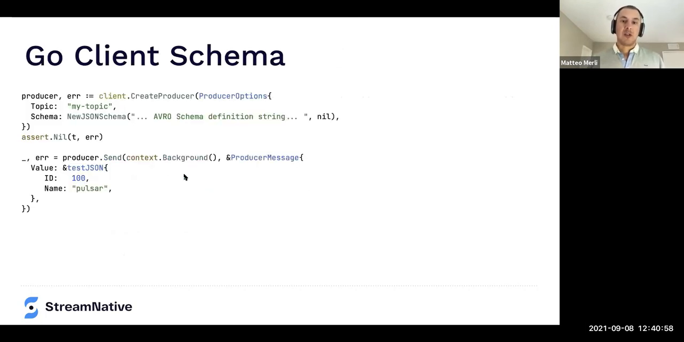And last but not least, Go. In Go, you can declare the schema in a similar way. We don't do the extraction here, but it will get validated. So you can define that this is my JSON schema, and you pass the Avro definition of that schema. At that point, you can do send and pass these objects, and these objects will get serialized as JSON or Avro.